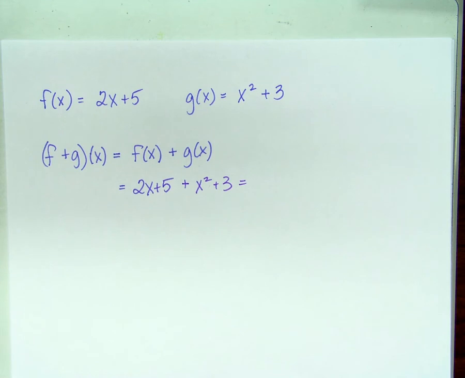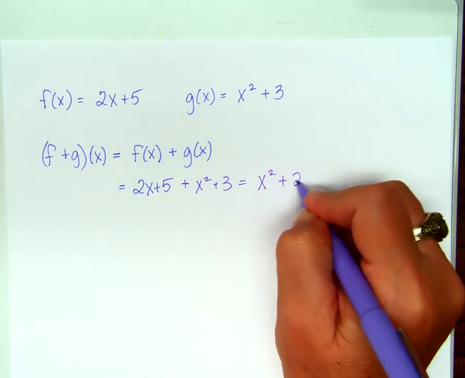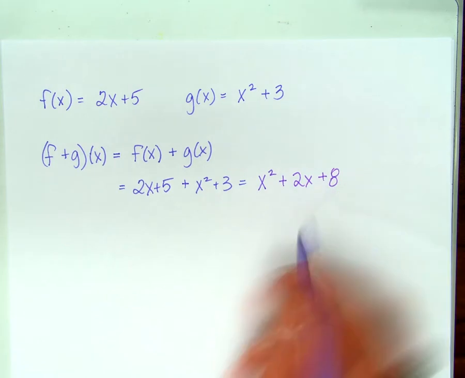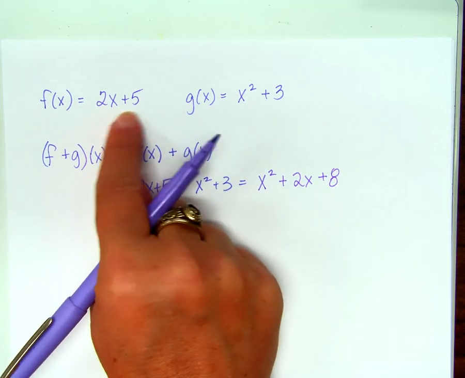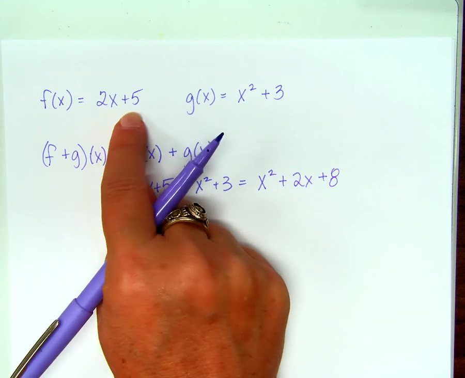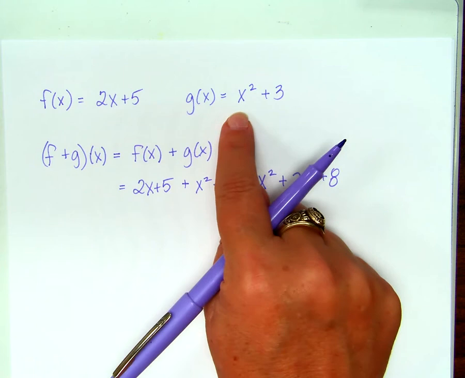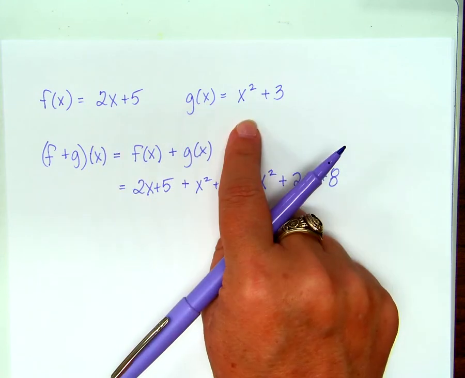So, what's the answer? x squared plus 2x plus 8. Any questions about that? What's the domain of this function? What type of function is this? Let me ask you that first. Linear, right? What type of function is this? Quadratic. Linear and quadratic, you know both of the domains are what? All real numbers, right? You remember that?